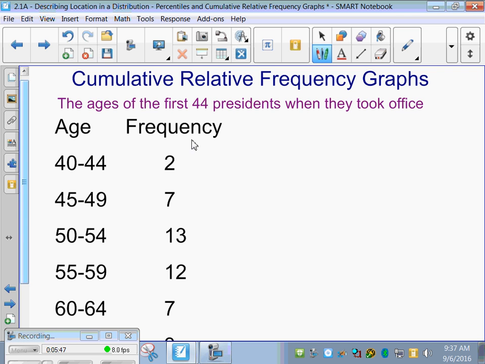So we know, hopefully, how to convert this to relative frequency. So we'll start with that and make a column. So you guys can write this down so you have this. Anybody know how I find the relative frequency for 40 to 44?